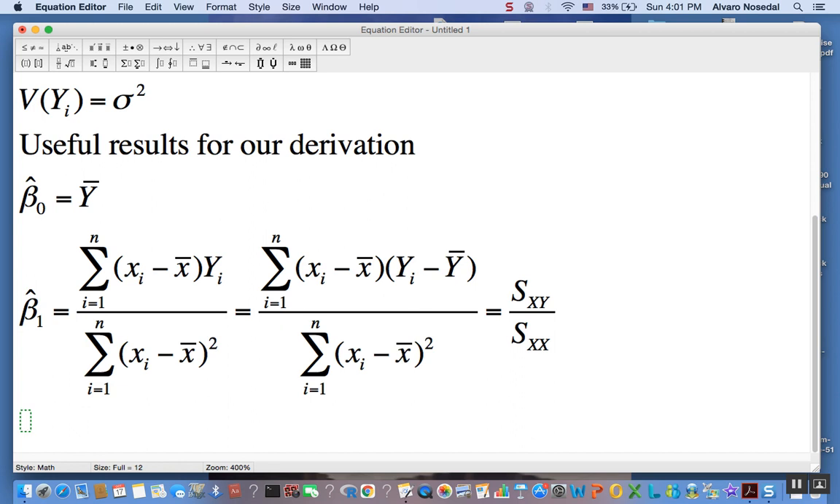So why are we mentioning these? Because it will be useful to remember the statistical properties of these guys. So the expected value of beta hat 0: it turns out we can easily show that the expected value of beta hat 0 happens to be beta 0.